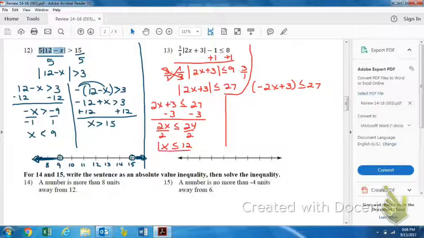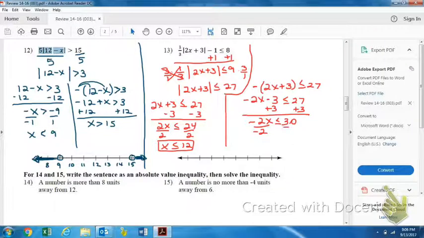So there's one parameter. On the other side, oops, I did that wrong. The parentheses should be there, and the negative is on the outside because the entire contents of the absolute value is behind a negative. So that's going to be negative 2x minus 3 is less than or equal to 27. I'm going to add 3 to both sides. Negative 2x is less than or equal to 30.